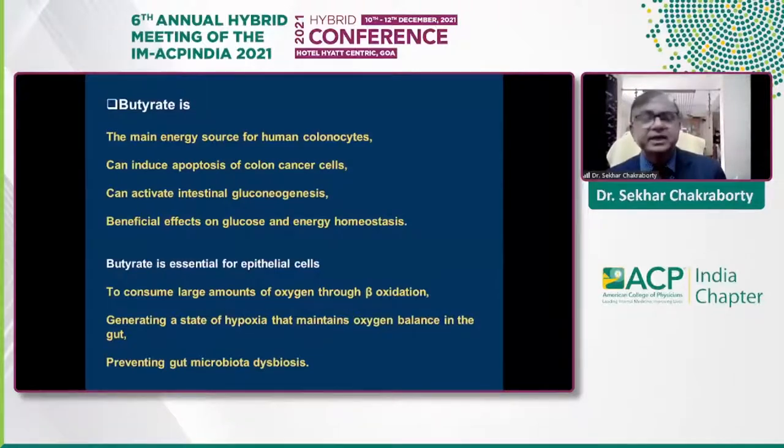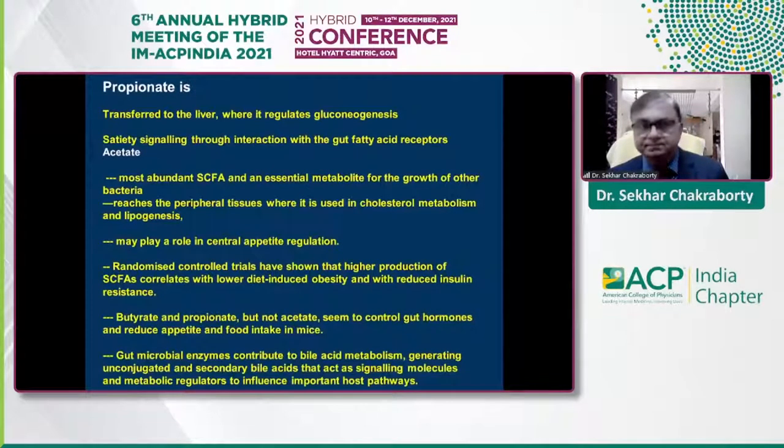Butyrate is essential for the epithelial cells, because they consume large amounts of oxygen through beta oxidation, and it is an important substrate. It generates hypoxia, which maintains the oxygen balance in the gut, and it also prevents microbiota dysbiosis. On the other hand, propionate is transferred to the liver, which regulates gluconeogenesis. It has satiety signaling through interactions with the gut free fatty acid receptors.